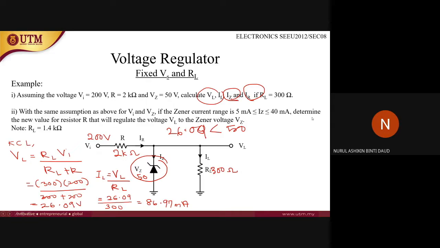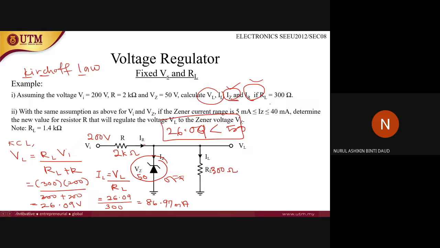Yes, KCL is Kirchhoff's law, just a short form. So the diode is not working. So there is no further calculation for IZ and IR, because there is no current flow since the circuit is open. So the Zener diode is off, and no further calculation for IZ and IR.